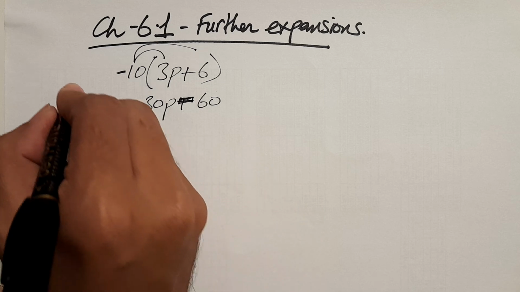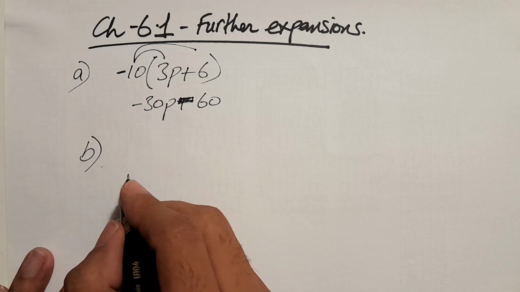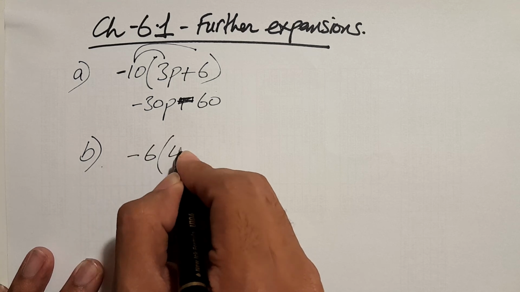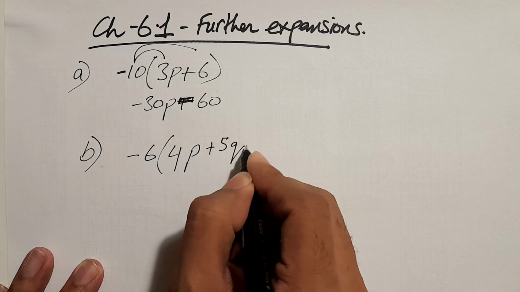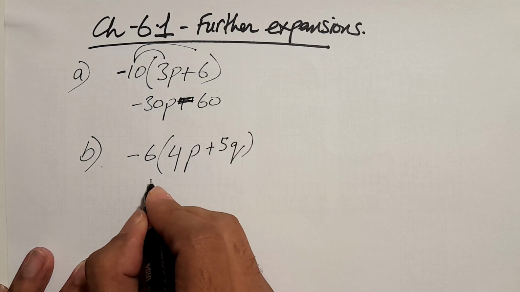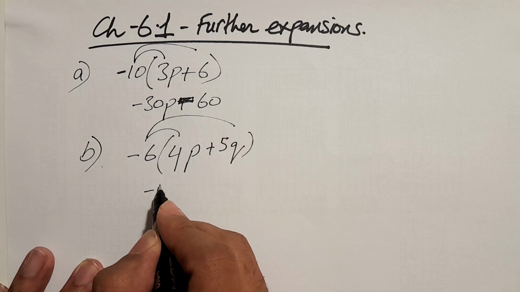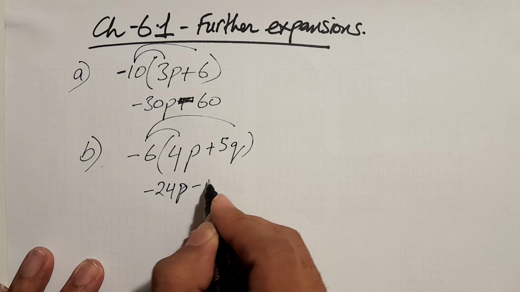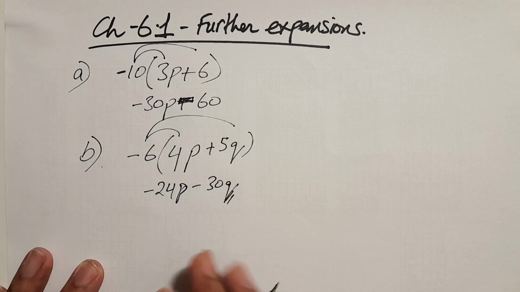Another question is minus 6 and 4p plus 5q. So what we will do is minus 6 by 4p and minus 6 by 5q: minus 24p minus 30q. So this will be the final answer.